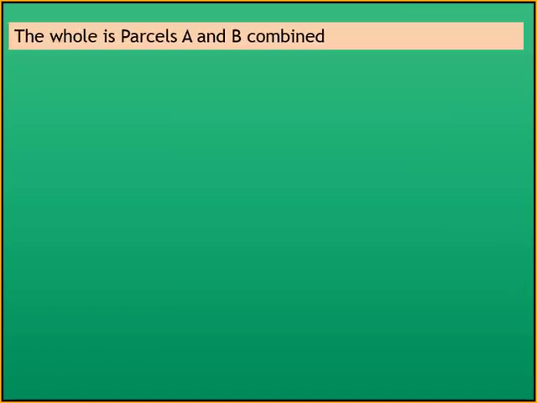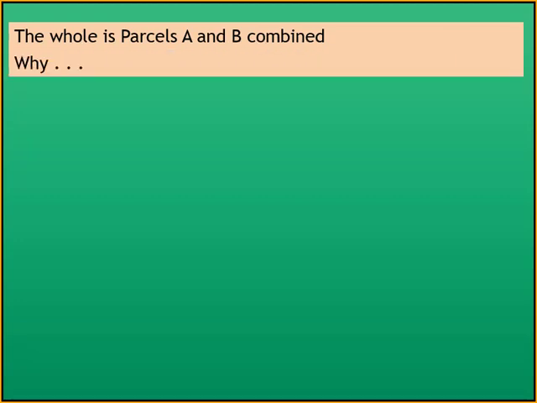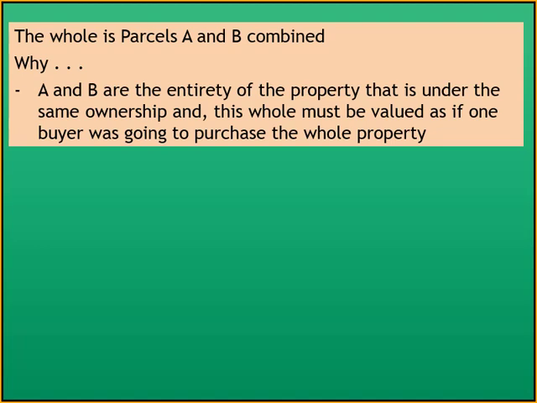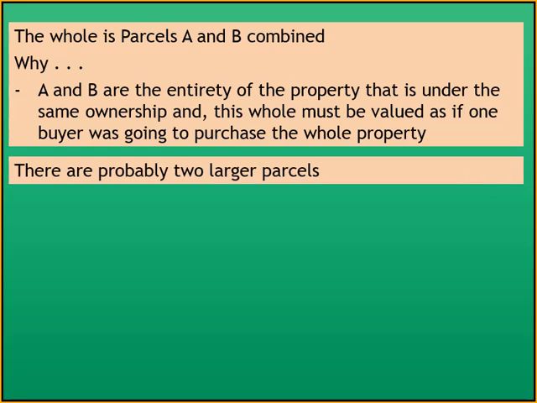All right, so the whole property is parcels A and B combined. And so the question is why? A and B are the entirety of the property that is under the same ownership, and this whole must be valued as if one buyer was going to purchase the whole property.